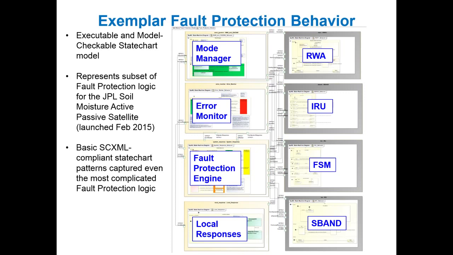So you would have all the failure modes modeled, and you can see indicated here on the right-hand side the failure modes for the reaction wheel assembly, for example, and the different components of the fault protection system: mode manager, error monitors, the fault protection engine, and the local responses, which react to failure modes and try to remedy them. The model represents a subset of the fault protection logic of the satellite that was actually launched this year.